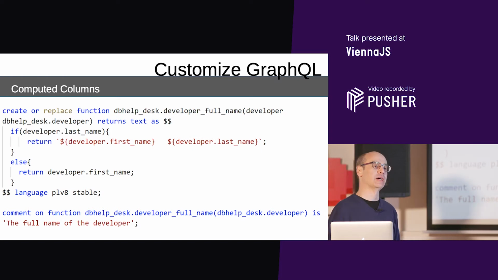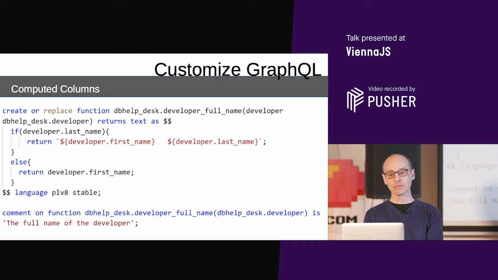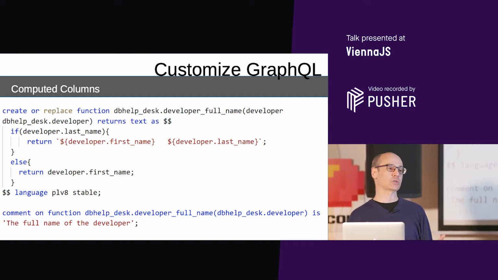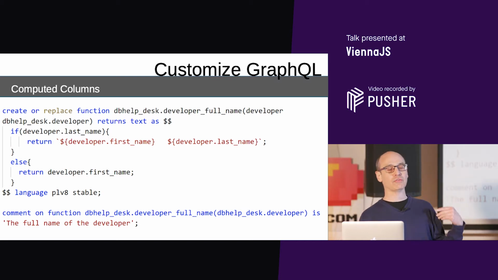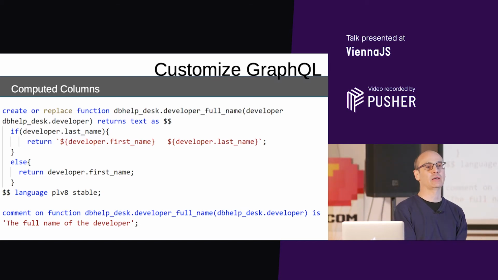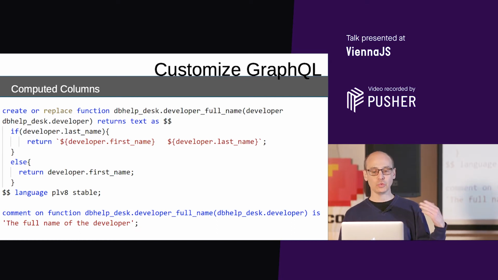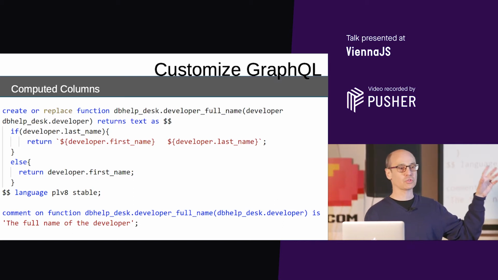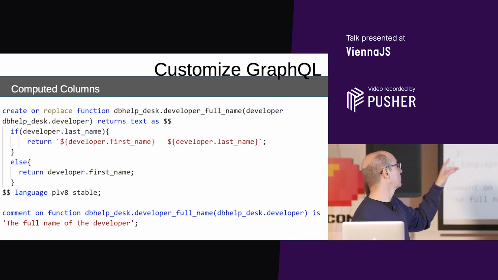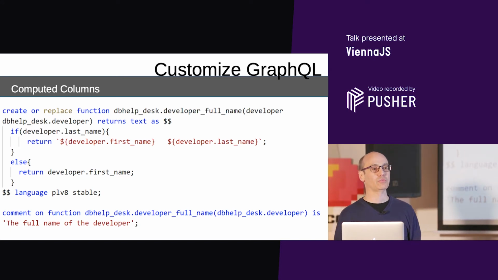Another possibility that I have is that using functions within Postgres, I can create computed columns. For example, in this case, I want to have a full name field in my GraphQL endpoint. And in order to do this, I just create a function with certain parameters, following certain conventions, and I can get back my full name.